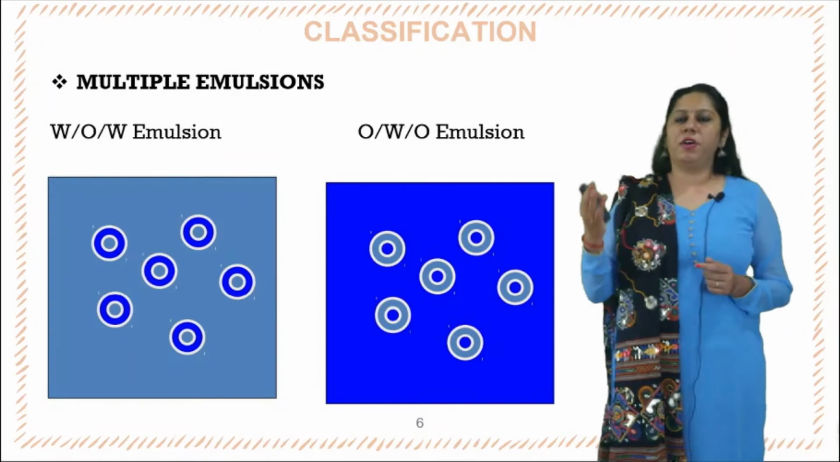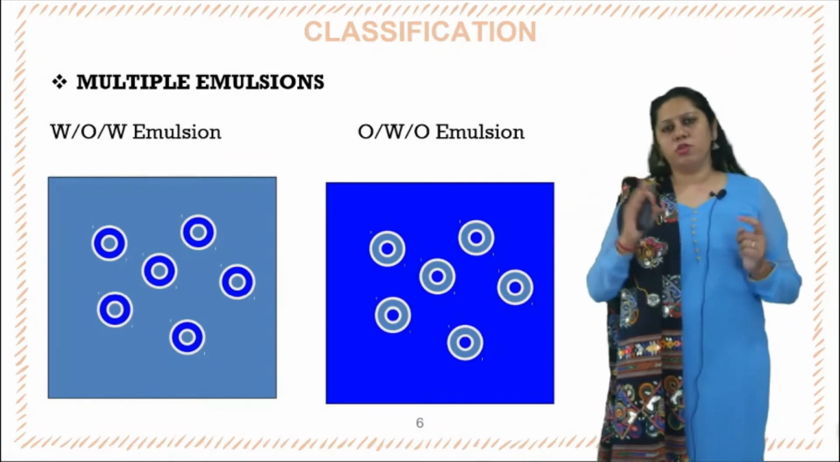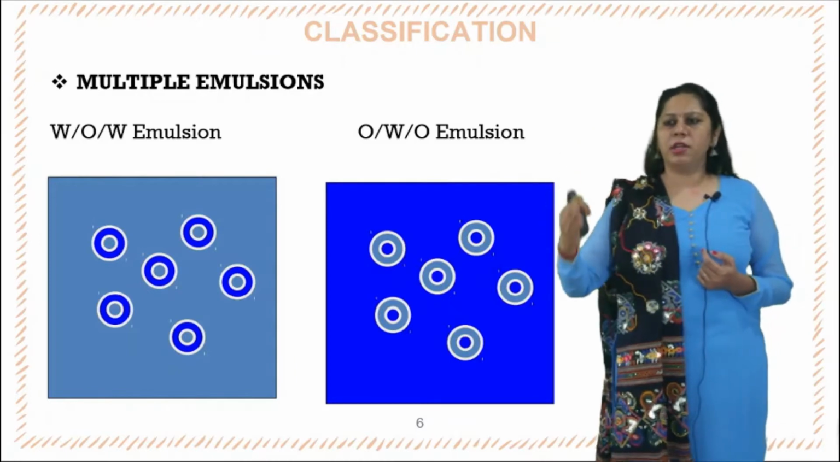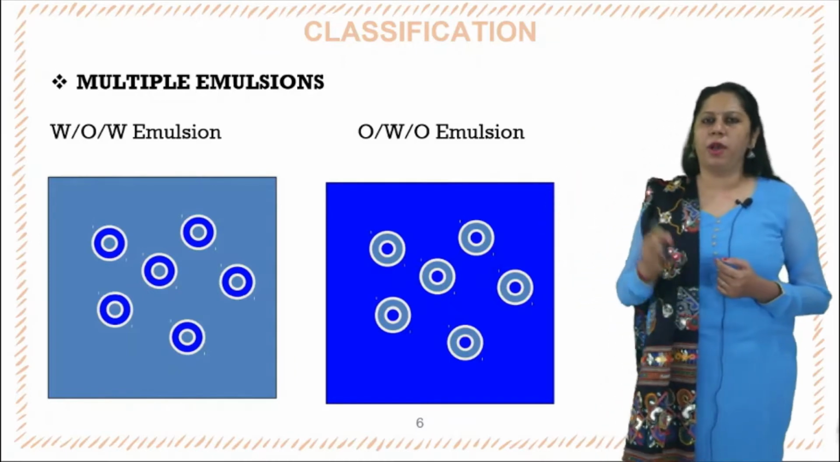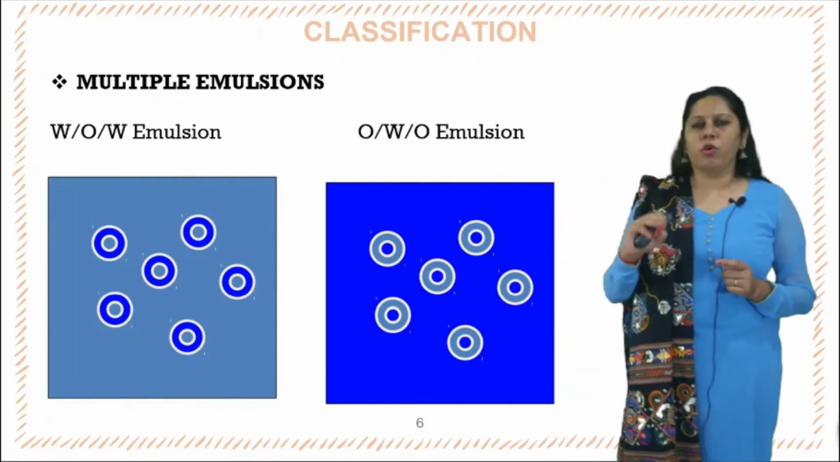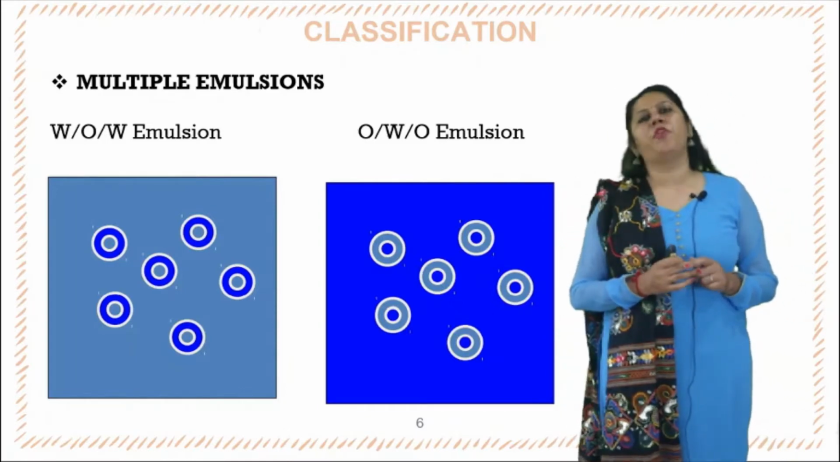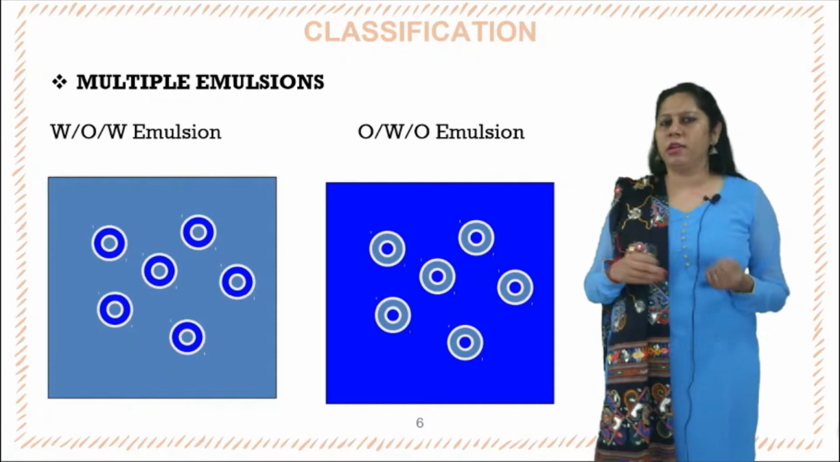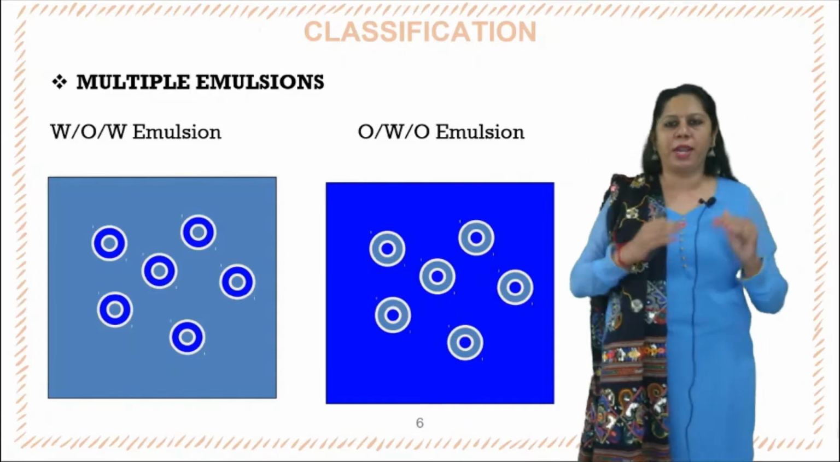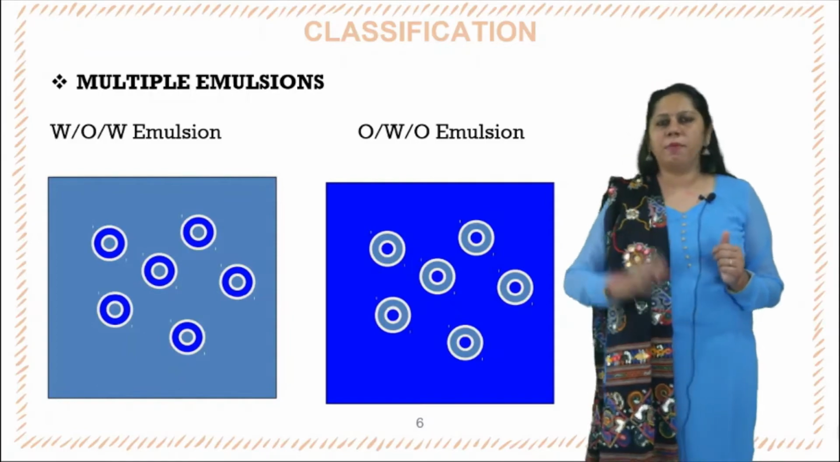Next, you also have the multiple emulsions. So what are the multiple emulsions? You have three phases here. You have water in oil in water emulsion, and you have oil in water in oil emulsion. These are mainly used for peptide drugs which would otherwise leak out into the external phase. So you are protecting the peptide drug by giving it a three-phase system.